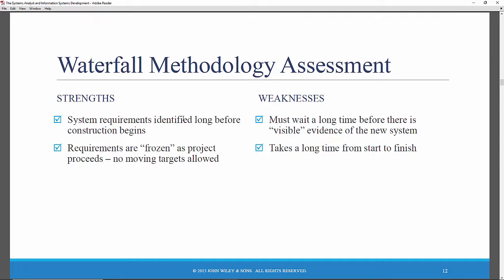System requirements must be clearly defined up front and they must be frozen. Those are both advantages and strengths. The system takes a long time to develop. That's clearly a weakness of this approach. Also, as we mentioned, testing often does not receive the attention that it should and only occurs during implementation.